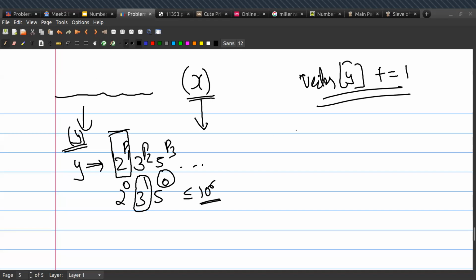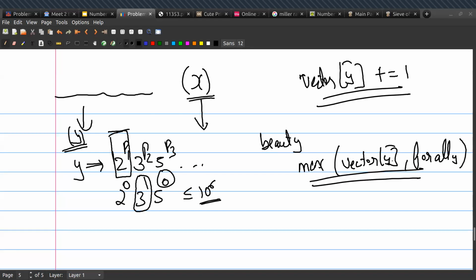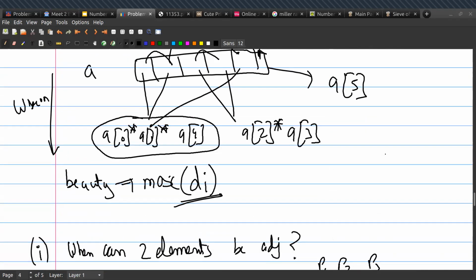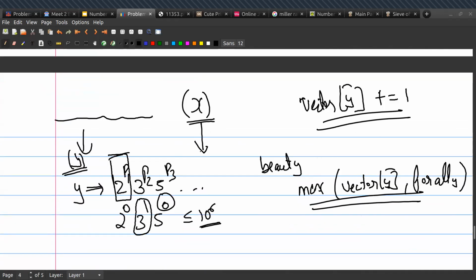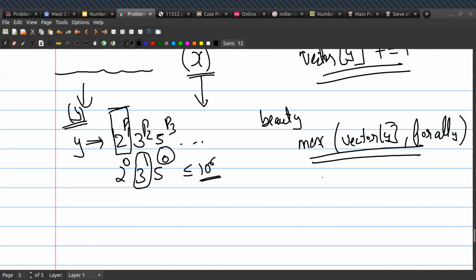And then what will be the beauty of the array? The beauty of the array will be the maximum of vector y for all y, at every step. So I think we got everything till now. First we looked at how we find the adjacent elements, which is just checking the parity of the primes. And then we looked at how we check the size of the adjacent elements list, by storing the y value: for every even power of a prime, we store it as 2 to the power 0, and every odd power we store it as 3 to the power 1. So vector of y plus equal to 1, and the max of the vector will be our beauty.